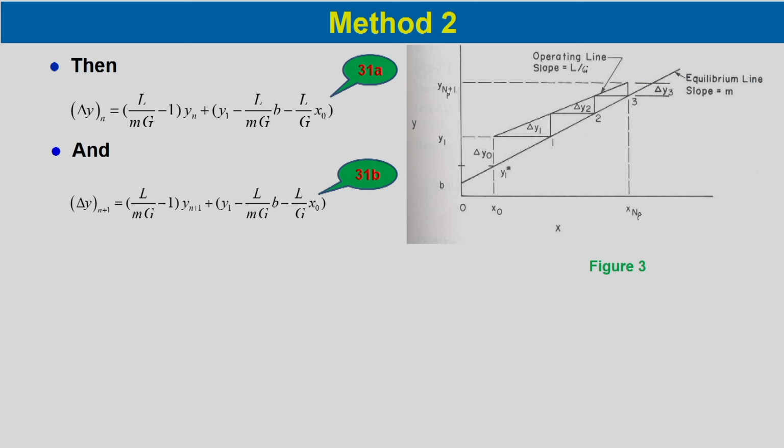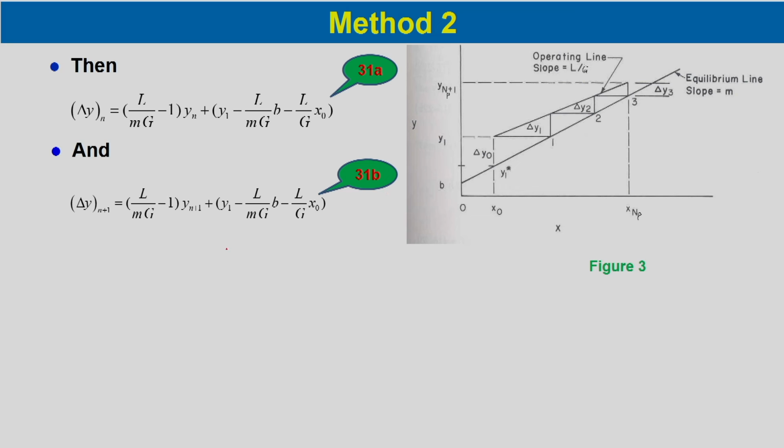And also we can write for any other stage n plus 1, delta y n plus 1 would be equal to L by m g minus 1 y n plus 1 plus y 1 minus L by m g into b minus L by g x naught. Now, from equations 31a and 31b, we can also write, if we just subtract 31a from 31b.